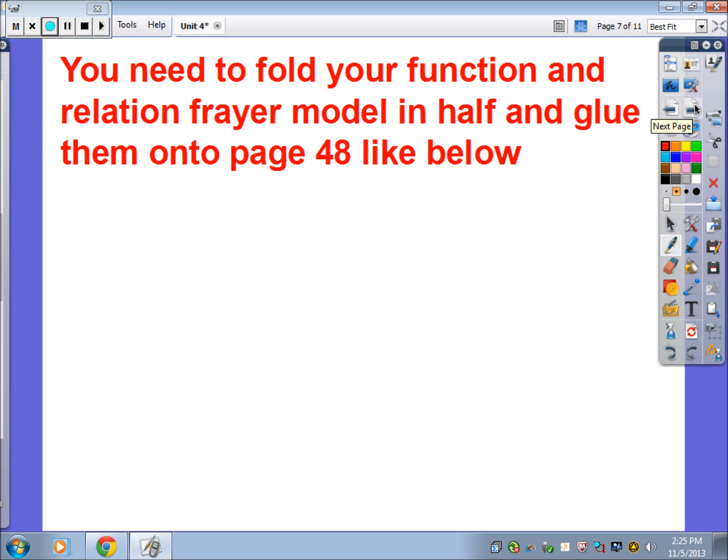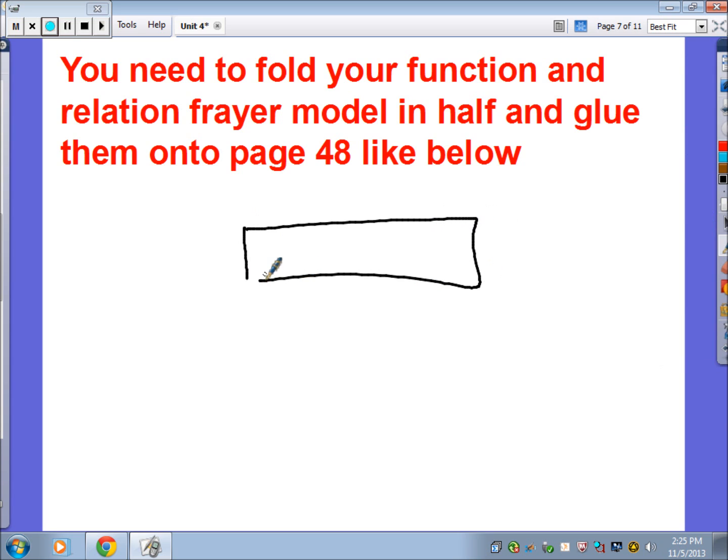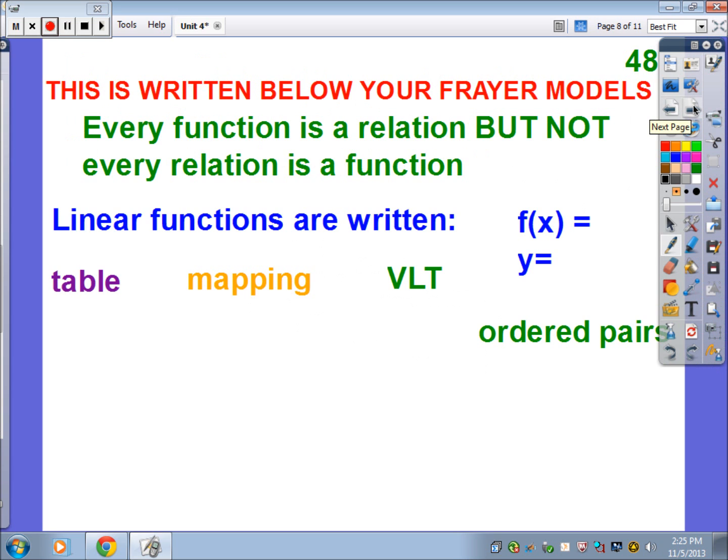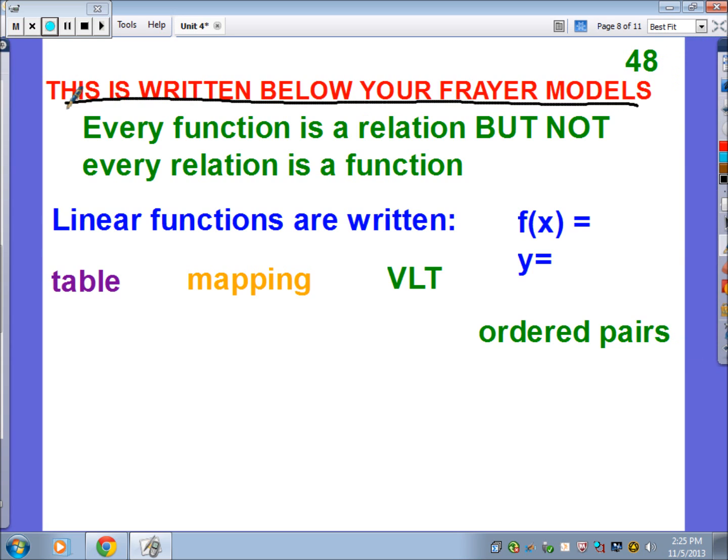Now you need to go ahead and fold your 2 Frayer models in half like we've done before. Fold relation and fold function. I want you to glue these at the top of page 48. This is the right side. On the left should be where you just glued down all your graphs. Fold them and glue them down at the very top. We have a lot of things that we're going to write underneath. So now that you have those glued in, you're going to write these things below your Frayer models. Please write small. We have a lot of things that we're going to write.